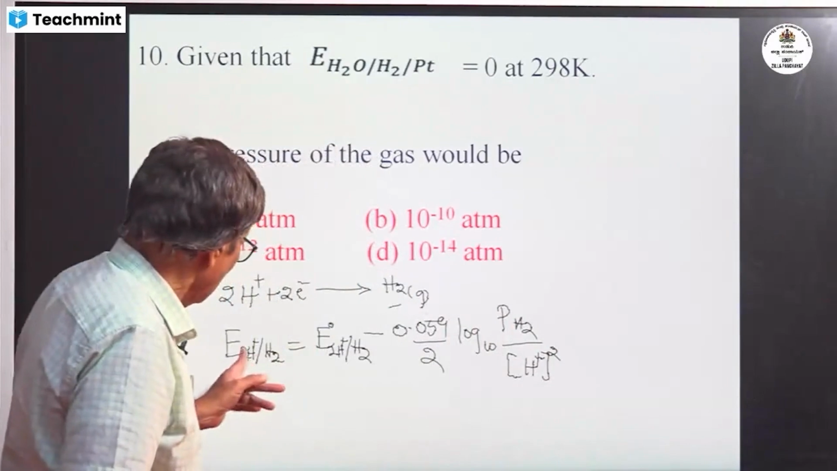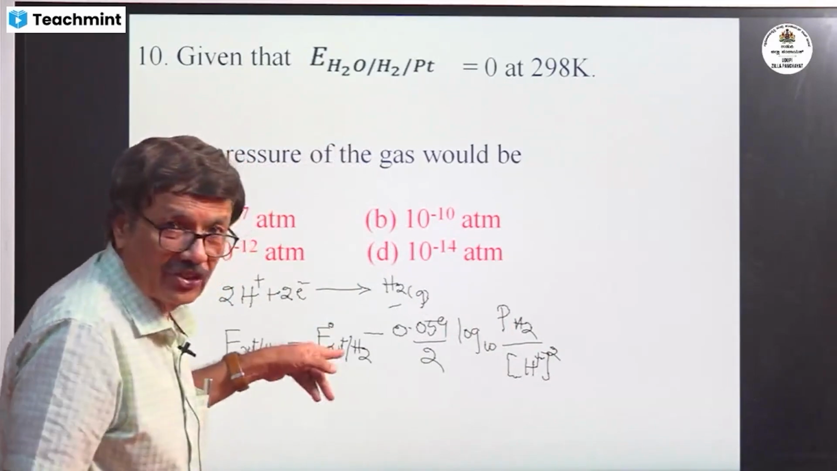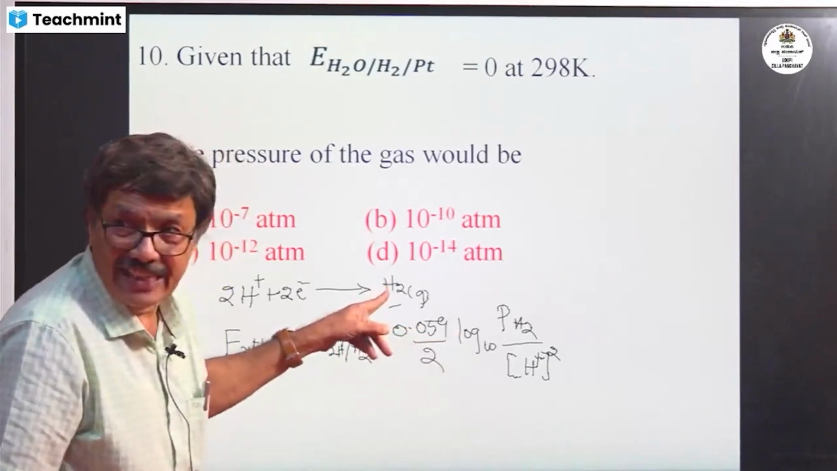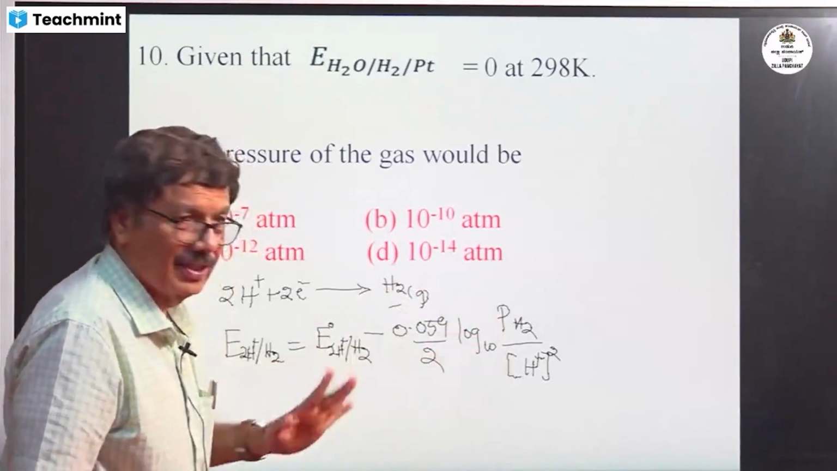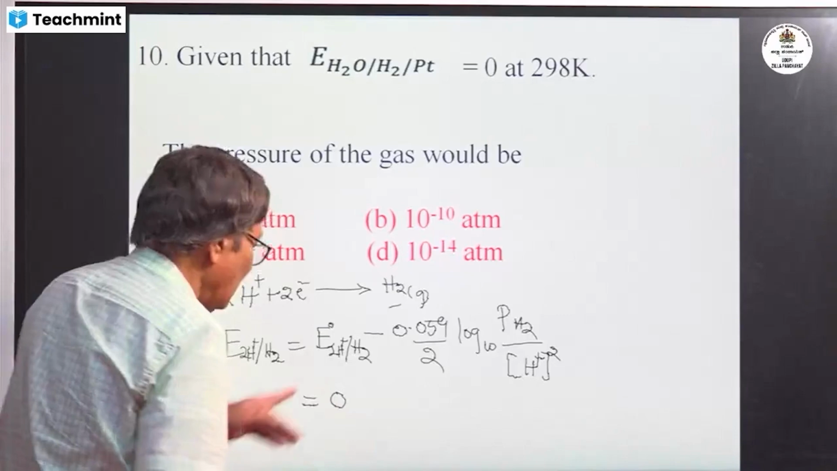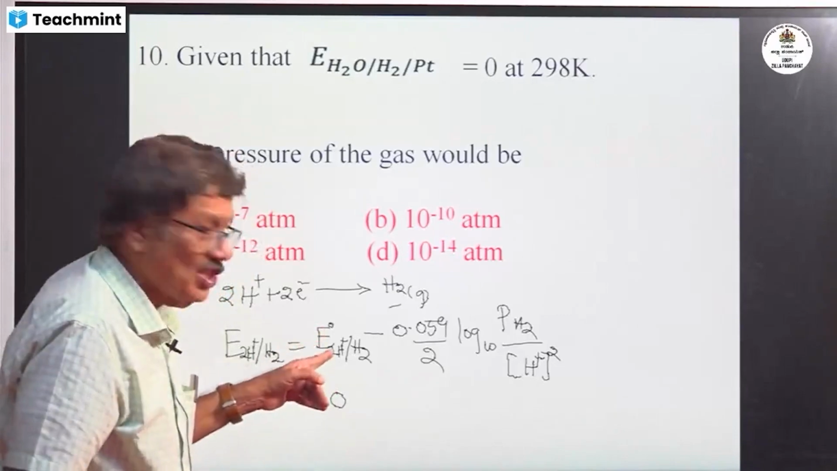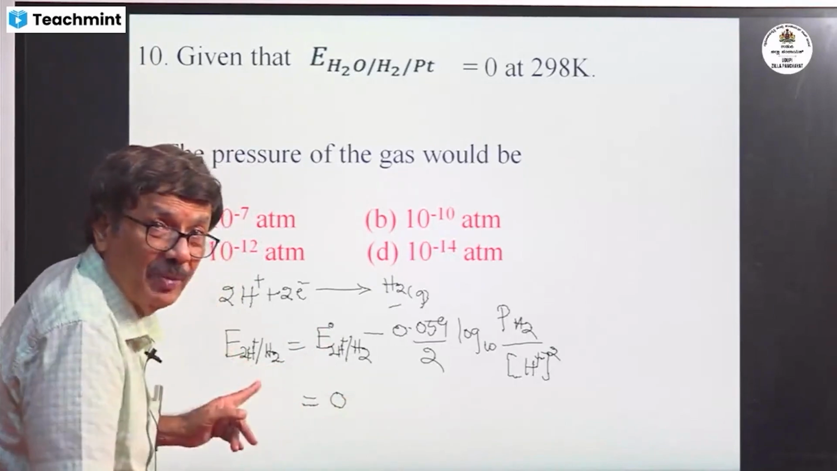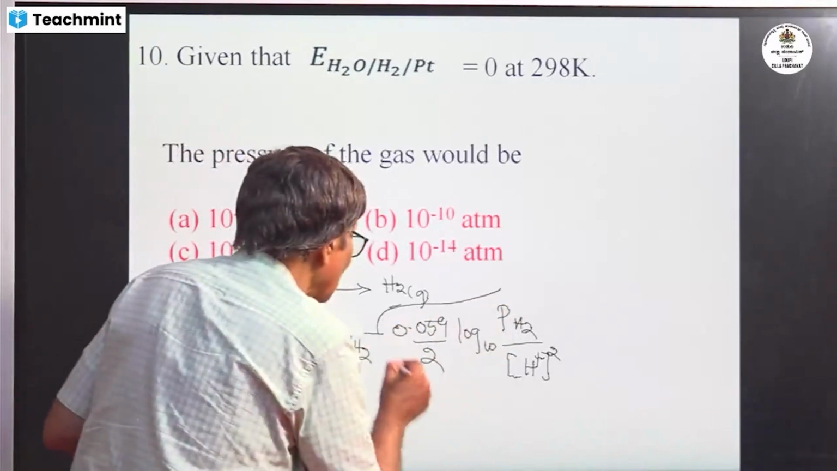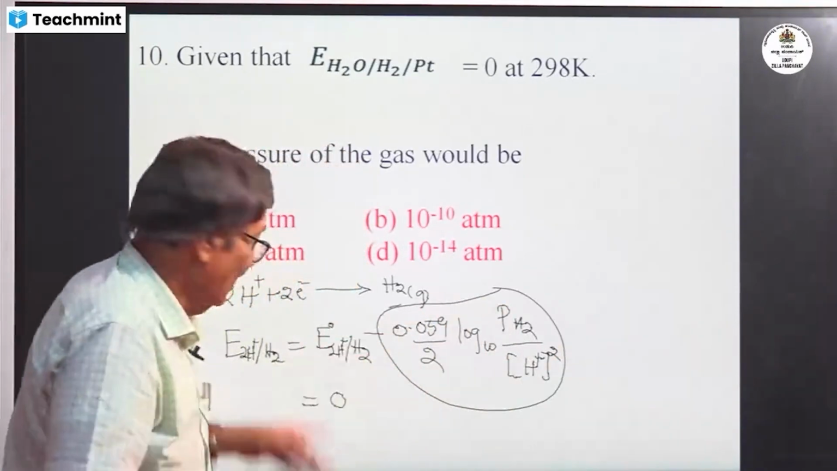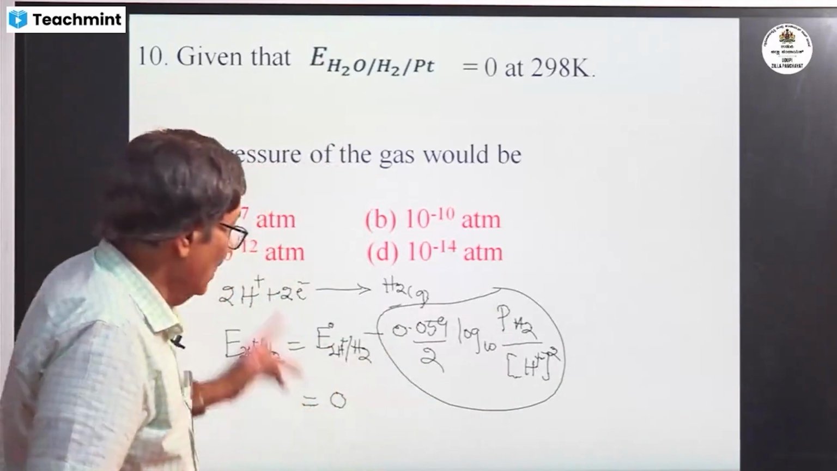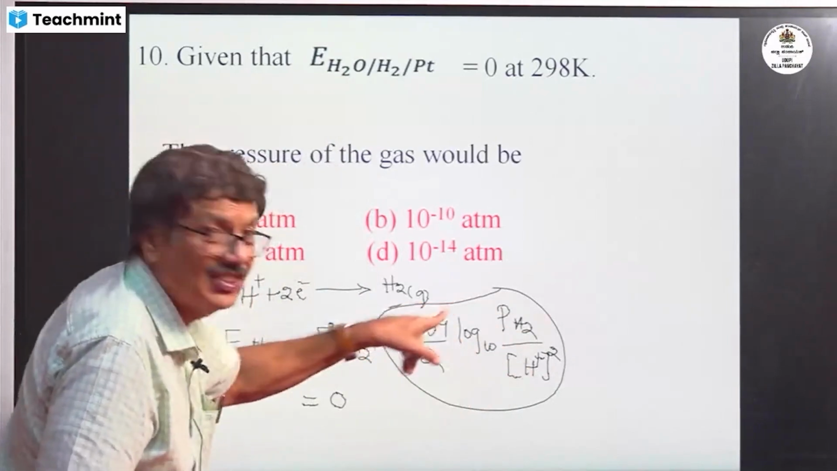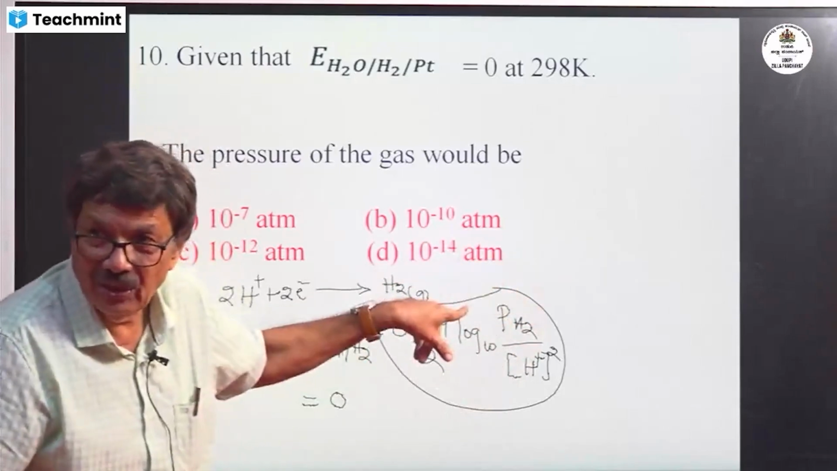So E of hydrogen electrode is E naught of hydrogen electrode minus 0.059 by 2 log to the base 10 of the partial pressure of hydrogen divided by this. E naught is 0 because it is a reference electrode. The electrode potential of the hydrogen electrode is 0. They want this also to be 0. For this to be 0, this entire term should be 0.